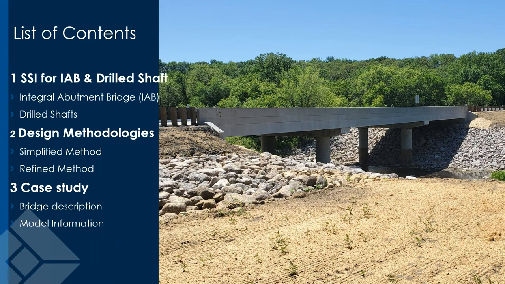The bridge I'm presenting has an integral abutment, and each abutment is supported by a single row of HP 12 by 53 piles. And it has a bent supported by drill shafts. In this presentation, I'll briefly introduce some fundamentals of the soil structure interaction for integral abutments and drill shafts. And then I'll introduce the design methodologies, the simplified methods and the more sophisticated methods. And then I'll talk about this specific bridge design project, the information of the bridge and the information of the model.